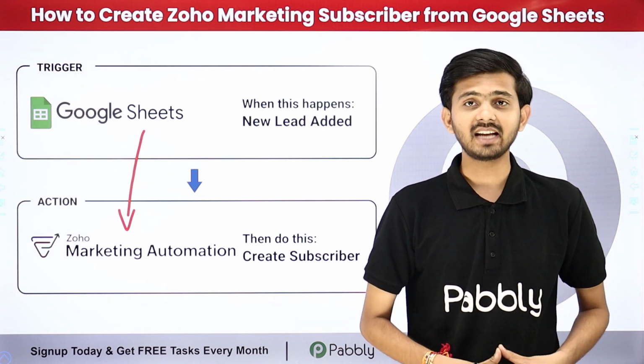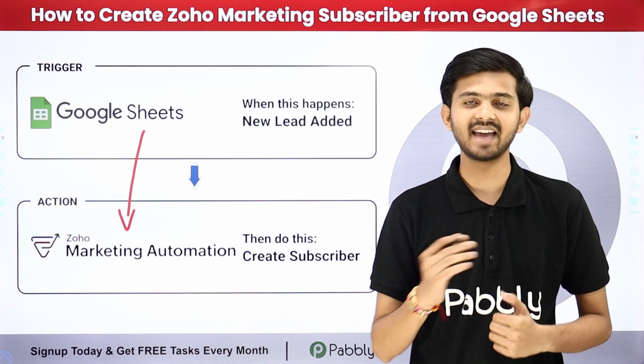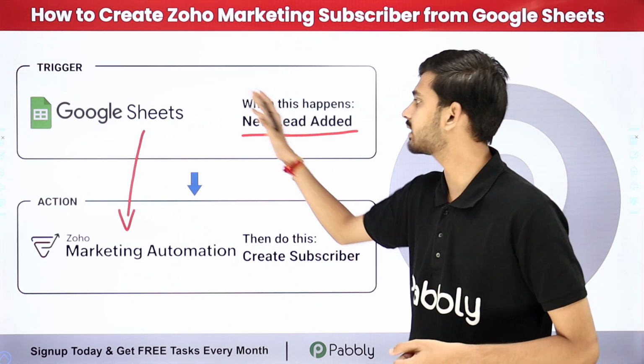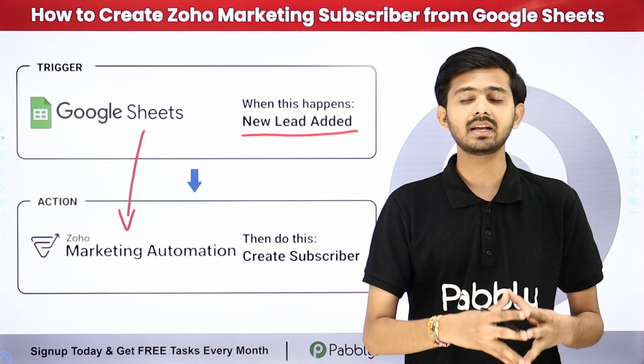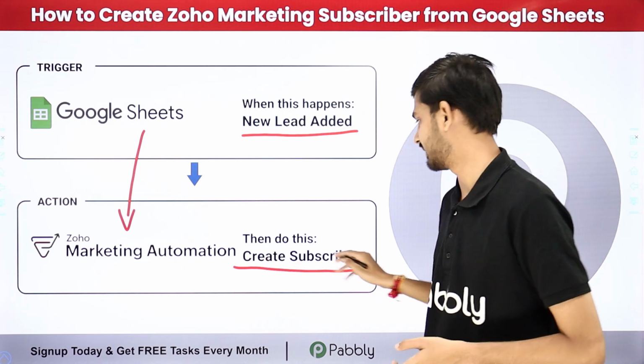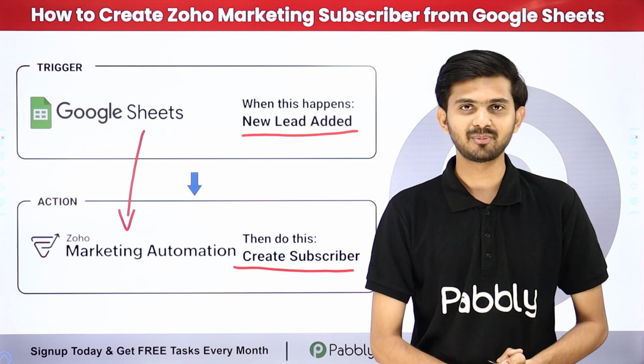So for building this connection, I'm going to use Pabbly Connect, which is an amazing software for automation and integration. Now with Pabbly Connect, as I add new lead details in my Google Sheet, then automatically, by capturing all those details, I'm going to create a new subscriber in Zoho Marketing. So how am I going to build this connection? For that, let me take you to my computer screen.